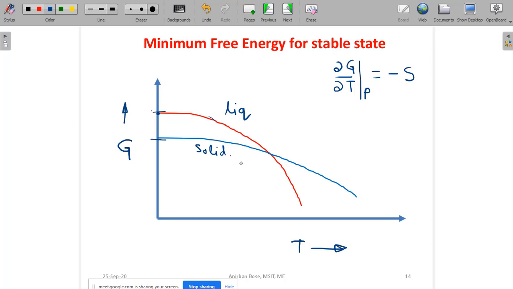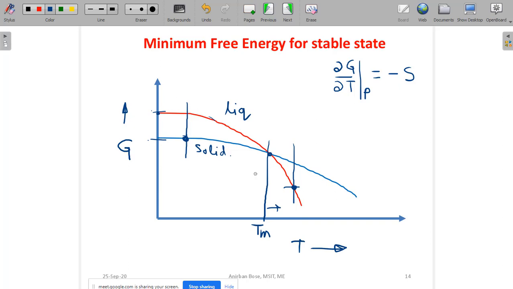So anyway, this is the diagram, and now you see that this point corresponds to the melting point. Below the melting point it is the solid state which is stable, and you see the free energy is less, whereas above the melting point it is the liquid which is stable, because that is having the lower energy.